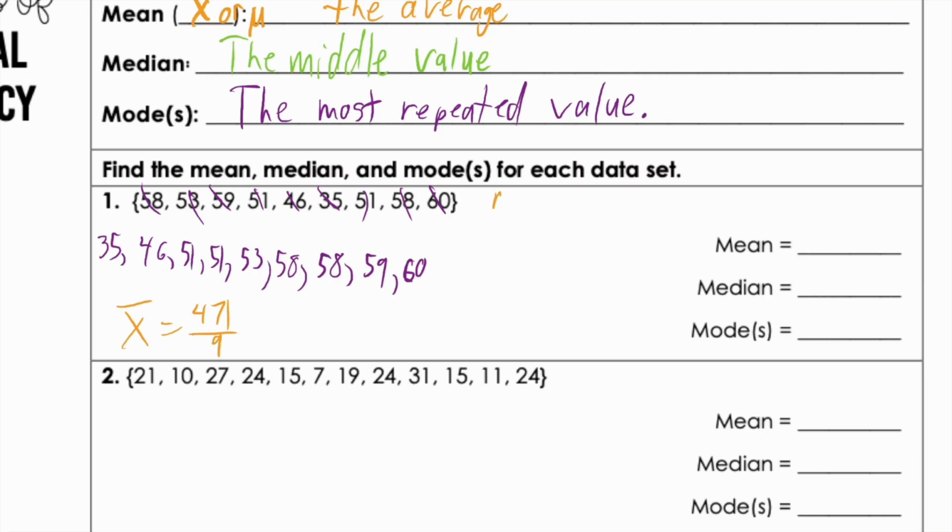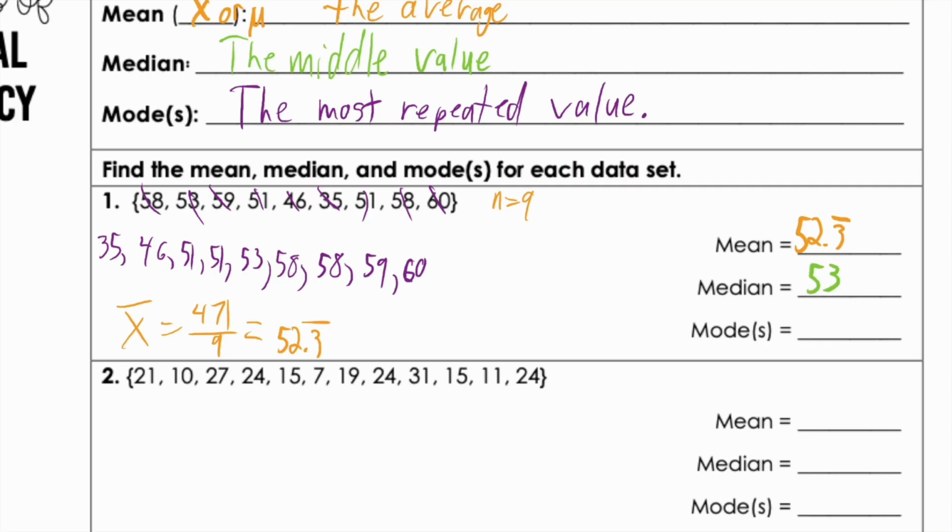So we say n equals 9 because that's the number of values. We end up getting 52.3 repeating. So we say the mean is 52.3 repeating. The median, or the middle number, would be 53 then. So there's 4 lower than it, 4 higher than it. So 53 is our median.